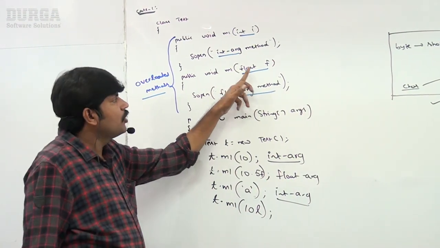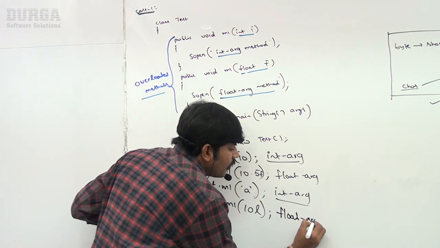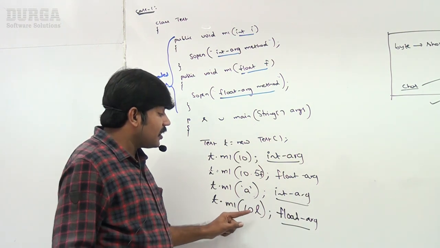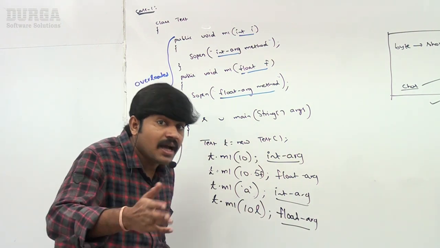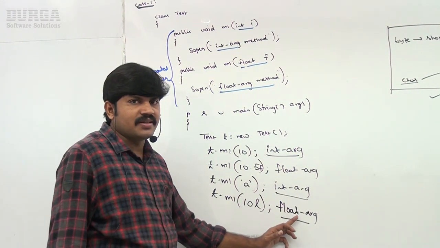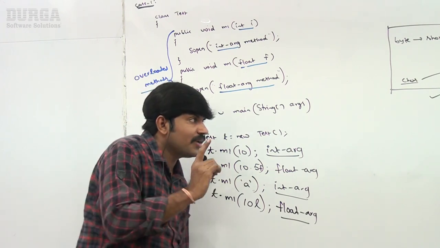Yes, that's why, obviously, which method is going to get the chance? The float arg method will get the chance. Clear, right? Okay. If I pass a long value as an argument and a long argument method is not available, then obviously which method is going to get the chance? The float arg method by default will get the chance. Clear, right? Now let me cross check.